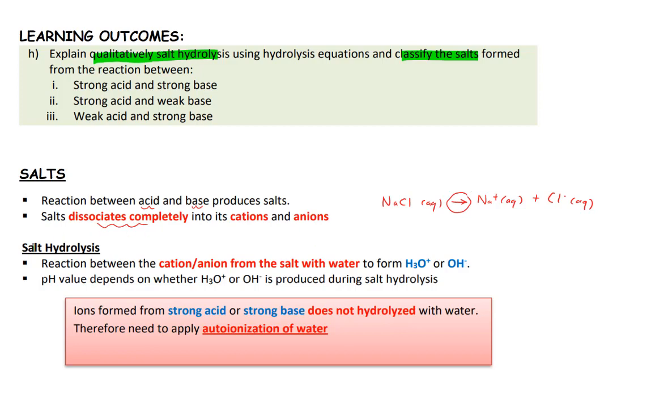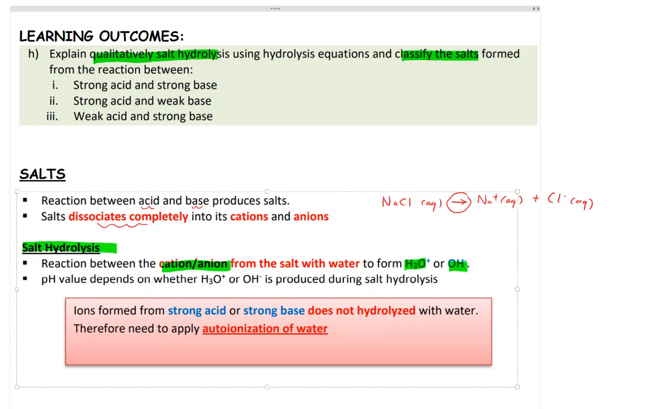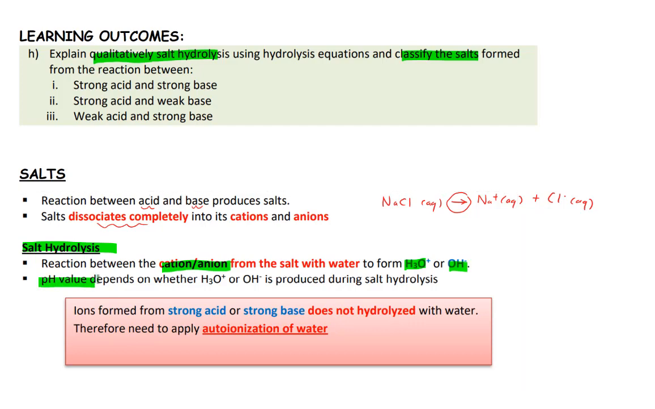So salt hydrolysis is the reaction between the cation or anion from the salt with water to form either hydronium ion or hydroxide ion. The word hydrolysis itself refers to a reaction with water. So the product from the salt reacts with water. And the pH value will depend on whether you are producing H3O+ or OH- during salt hydrolysis.